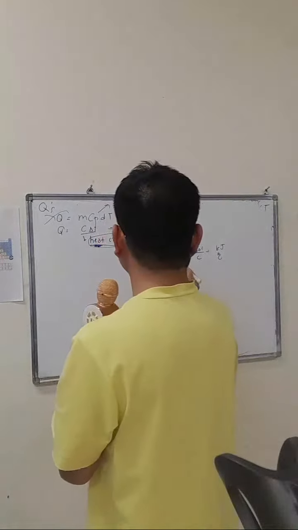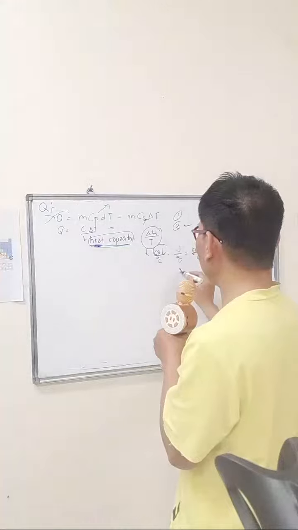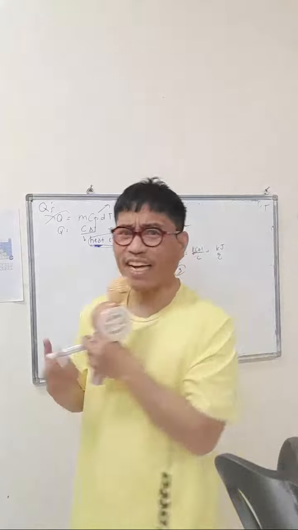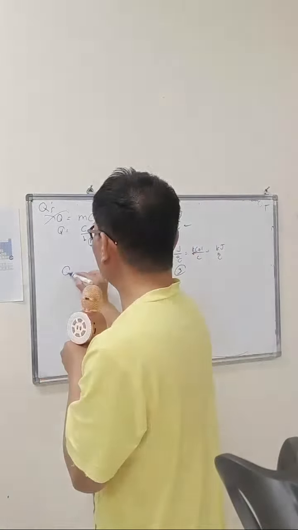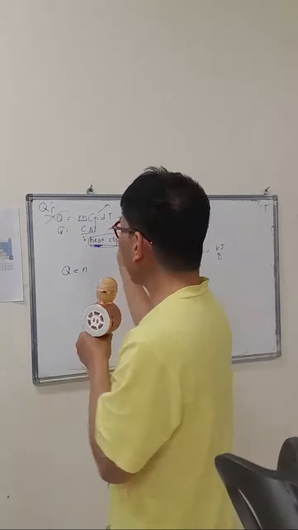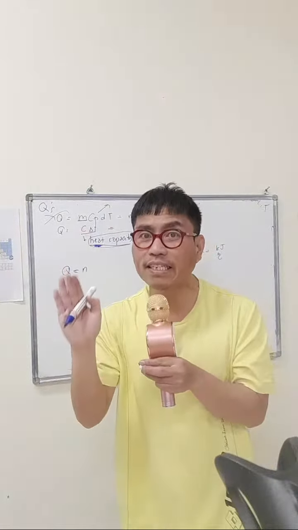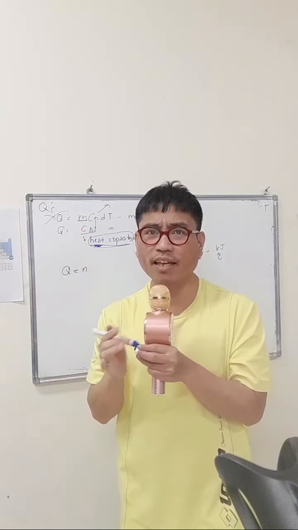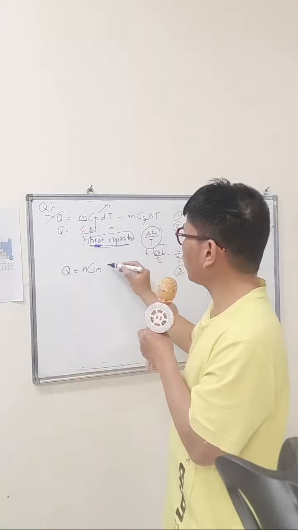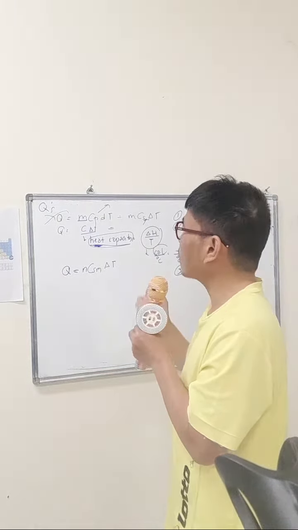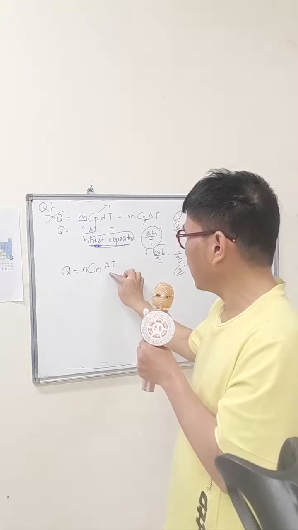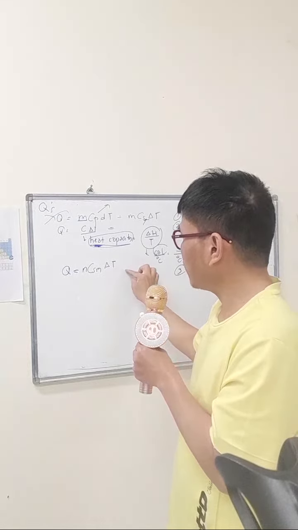Equation number 3 is about molar enthalpy. So Q: instead of using mass, use the number of moles, letter n, times the molar heat capacity. So molar heat capacity times the change in temperature. What's the difference between molar specific heat capacity and specific heat capacity?